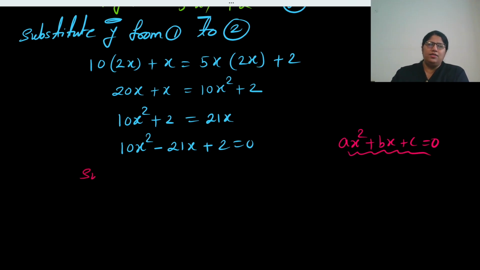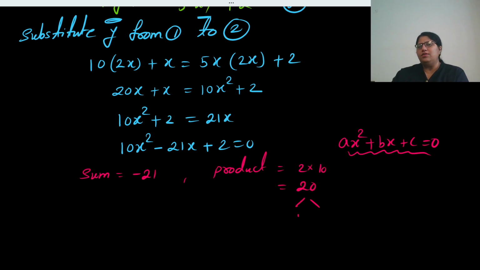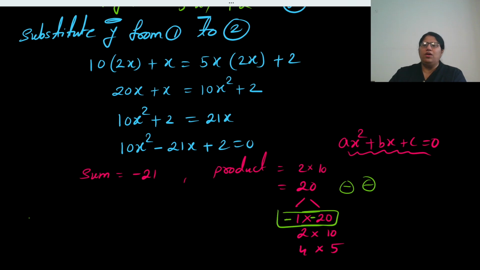Now how to get it here? The sum is minus 21 and the product is 2 times 10, which is nothing but 20. That means I have to get the factors of 20. So list the factors of 20. 1 times 20, 2 times 10, then 4 times 5. 5 times 4 is repetition. You will stop here. Now to get the sum as negative, one of the values or both the values can be negative, but here the product has to be positive, right? That means both the values will be negative, and here if you see the first combination, I need sum as minus 21, product as plus 20.